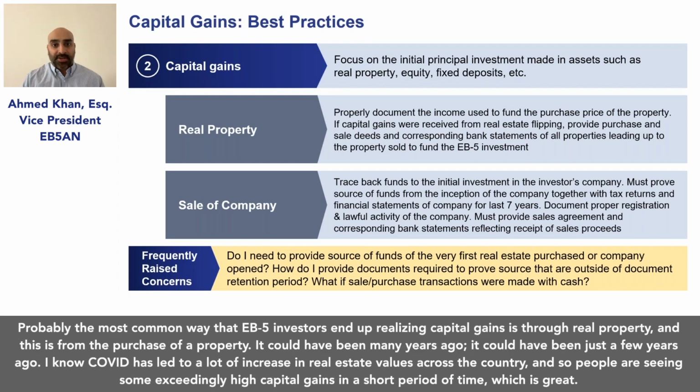Probably the most common way that EB5 investors end up realizing capital gains is through real property, right? And this is from the purchase of a property. It could have been many years ago, or just a few years ago. I know COVID has led to a lot of increase in real estate values across the country, and so people are seeing some exceedingly high capital gains in a short period of time, which is great.